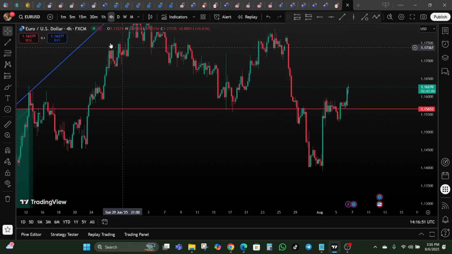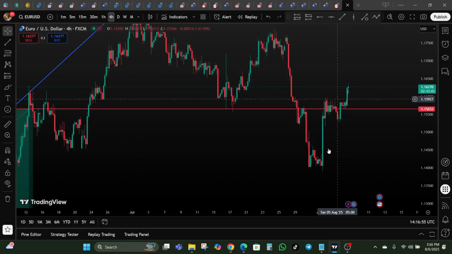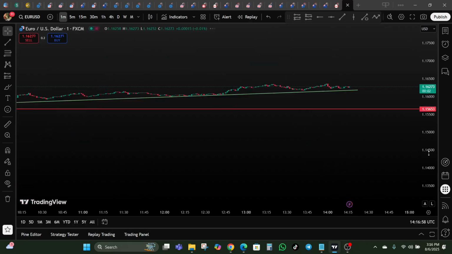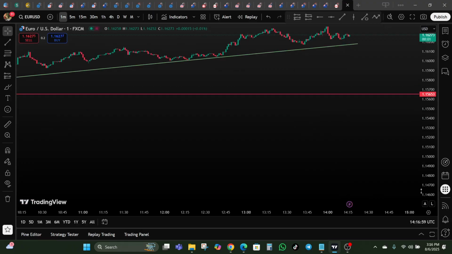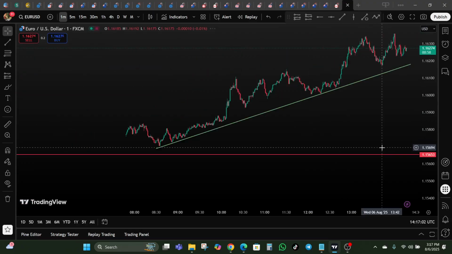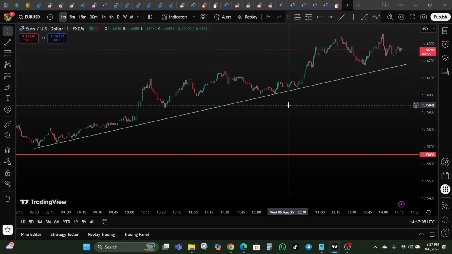You can just go to the 4 hours and look at whether it's bullish or bearish. You can see currently this is a bullish move, right? Go down to the 1 minute and then look for good entry opportunities that will help you to maximize your profit. So now in this case, we're going to be looking for bullish confirmations.